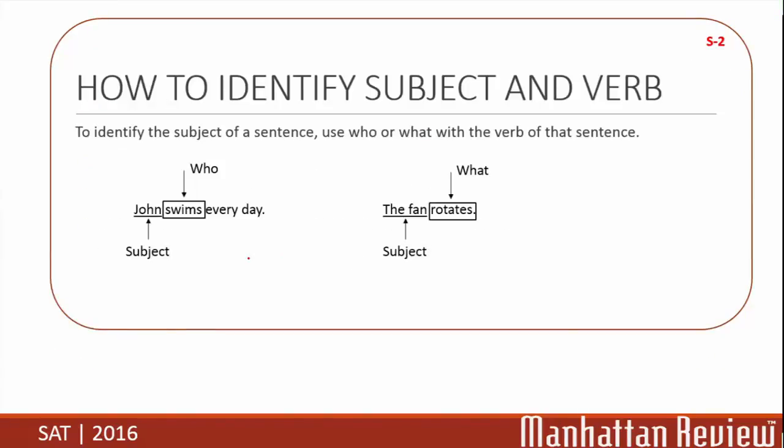Now, we were saying the subject helps us to understand who or what the sentence is about. So, to identify the subject of a sentence, we always try to use who or what with the verb. To identify the subject and the verb in a sentence, we are always trying to raise a question of who or what with the verb of that particular sentence.